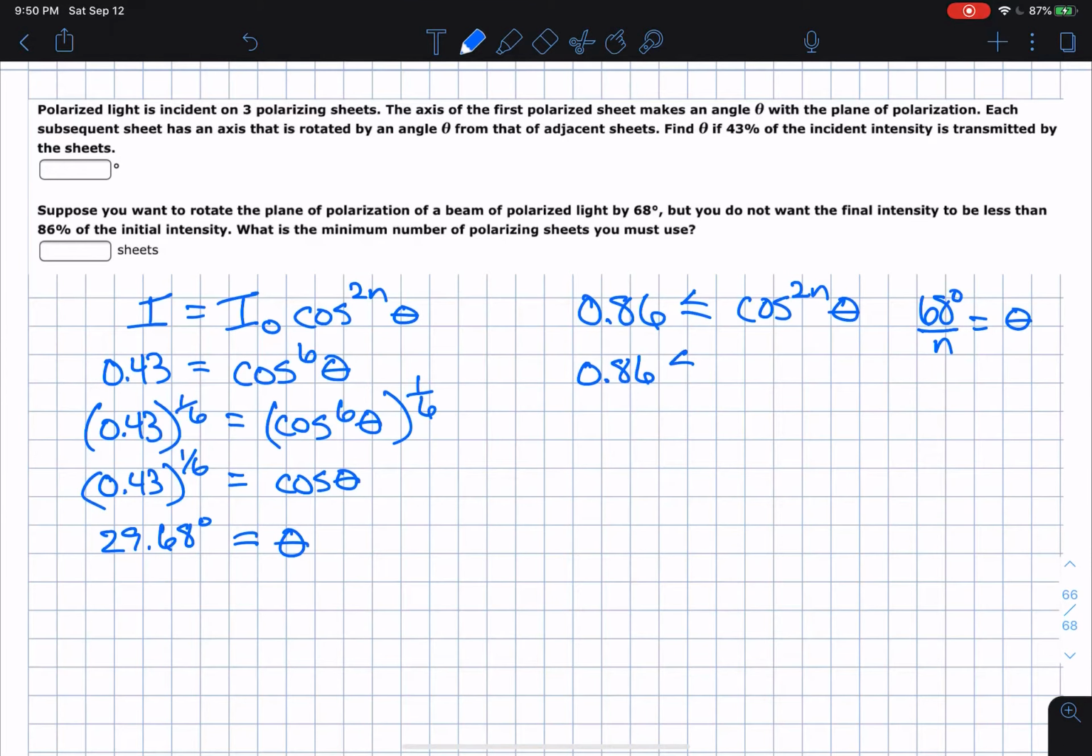Okay, so that means 0.86 must be less than or equal to cosine squared, to the power 2n, of 68 divided by n. And let me just, to make this clear, put parentheses there because the cosine is acting on that fraction. Now, at this point, one is tempted to go ahead and try to solve for n.